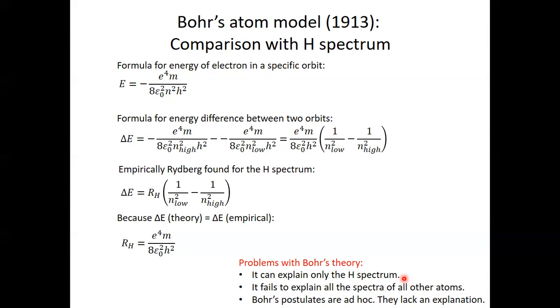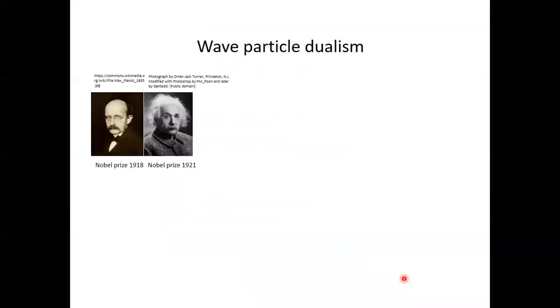And the answer is that we have not considered an important property of the electron yet, which is the wave-particle dualism of the electron. So an electron doesn't only have particle properties. As we will see, an electron also has wave properties, and only when we account for both the particle and the wave properties, then we can properly describe the electron, and then the problems associated with the Bohr atom model will go away.